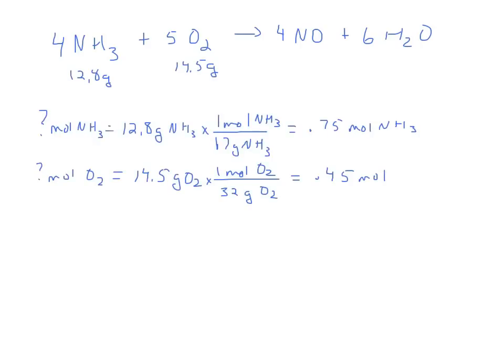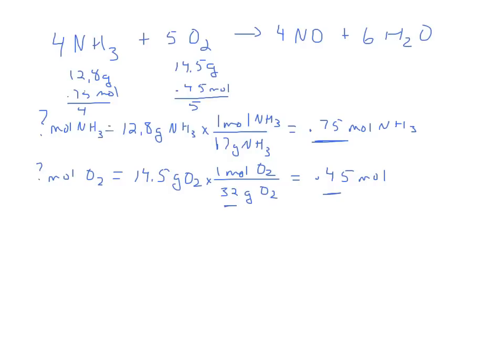All right, so you can see my calculations here. 12.8 grams NH3 divided by the molar mass, 17, gives me 0.75 moles. For oxygen, 14.5 divided by 32 gives me 0.45 moles. Now to figure out which one's the limiting reactant, divide by the coefficients. Divide the ammonia by 4 and the oxygen by 5.